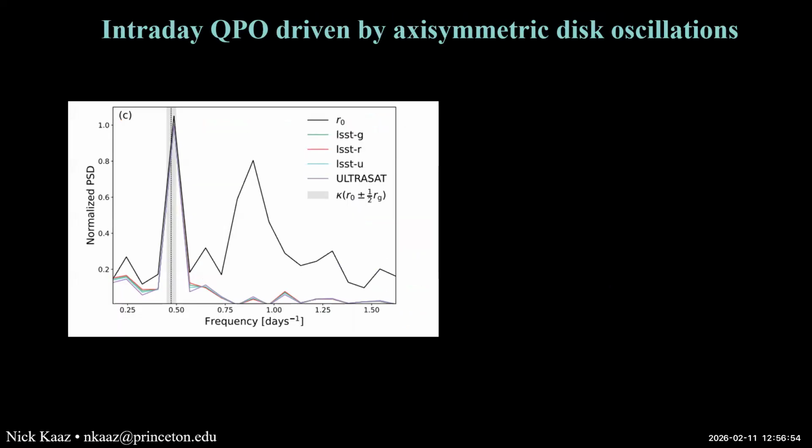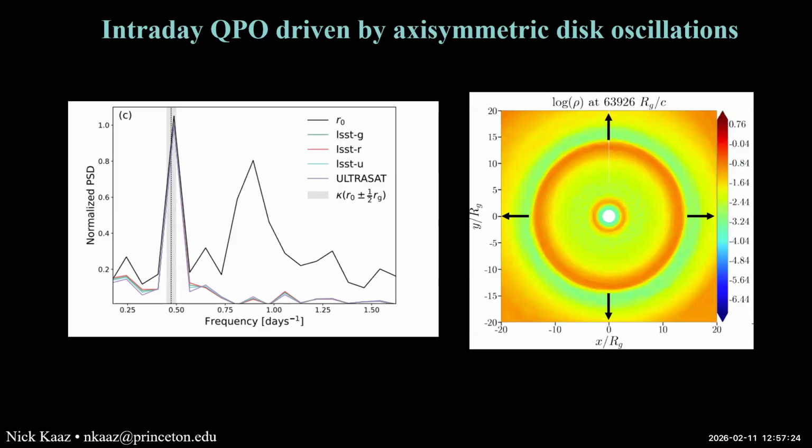So if I take a PSD of the light during that phase that I just highlighted here, you end up getting a signal that looks something like this. This is an extremely prominent QPO that's occurring basically twice per day. So what's driving this? This is interesting, right?